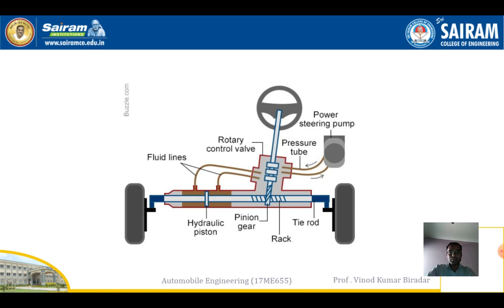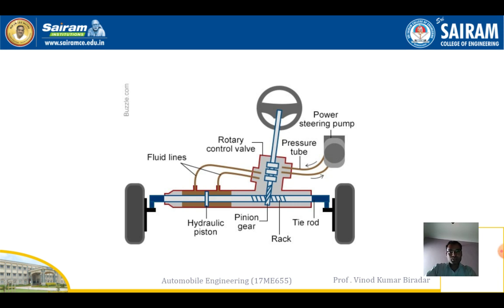Now here is the power steering mechanism: two wheels, in and out pressure tubes carrying the working fluid, fluid lines, and a rotary valve. From the vane pump, fluid comes out and is transferred to the rotary valve. From the rotary valve, the working fluid is supplied across the linkages, that is the rack and pinion mechanism, tie rod, and hydraulic piston. So this is the normal working.